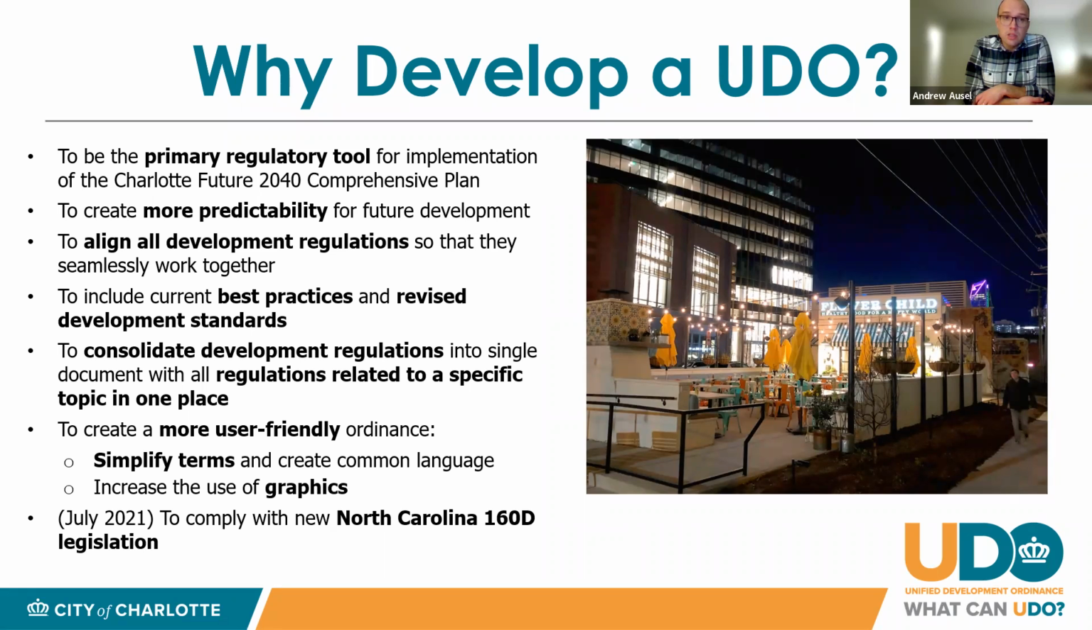In general, we think that the UDO is more user-friendly. It is still a long document. If you've opened up the UDO, it's 608 pages, but that is significantly fewer pages than what you will read today. And in addition, we like to mention that we are working to comply with some North Carolina enabling legislation that we are required to follow as a municipality in North Carolina, and that's the 160D state statute.